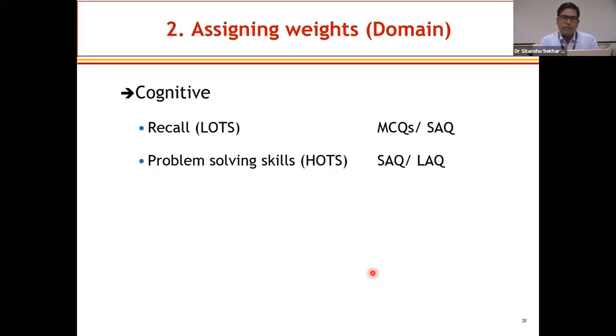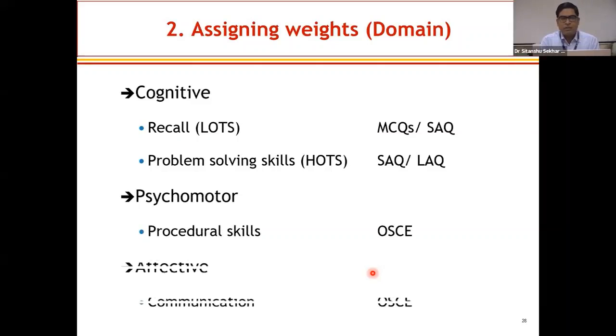Now, the second part, after having given weights to the subject or the content, is domain. Remember, I told you blueprinting is a grid of 3 things. One is content, second is domain, and third is the tools of assessment. So we are now coming to the domain of assessment. As we know, the domains of learning in medical education are usually 3: cognitive, psychomotor, and affective. So how do we give weightage to these domains?